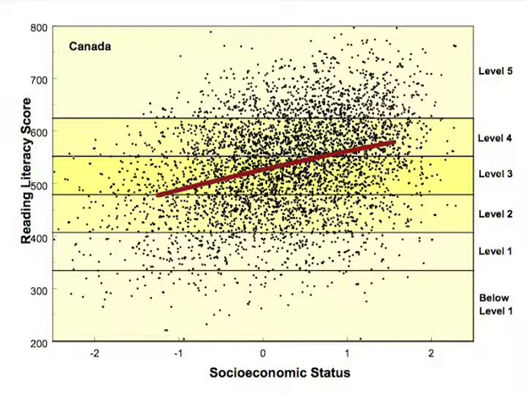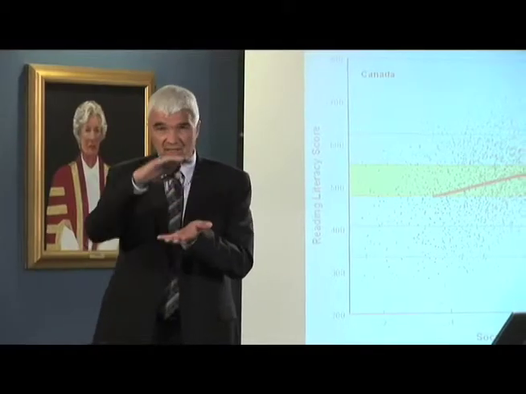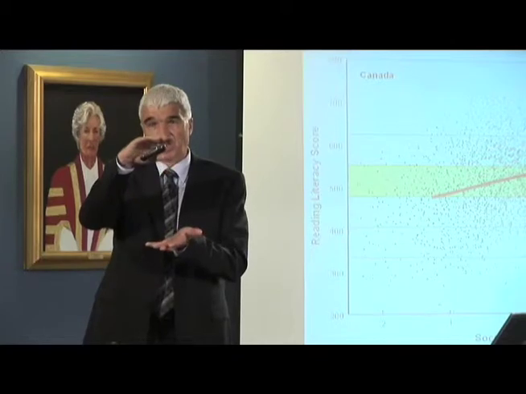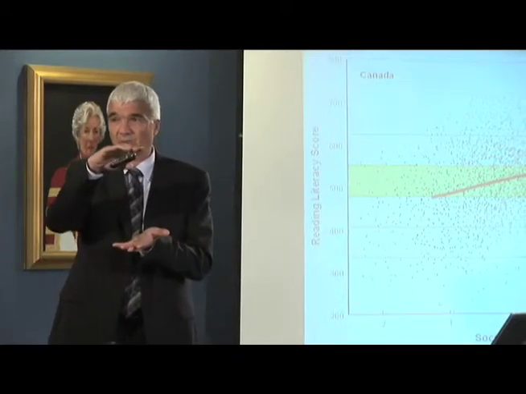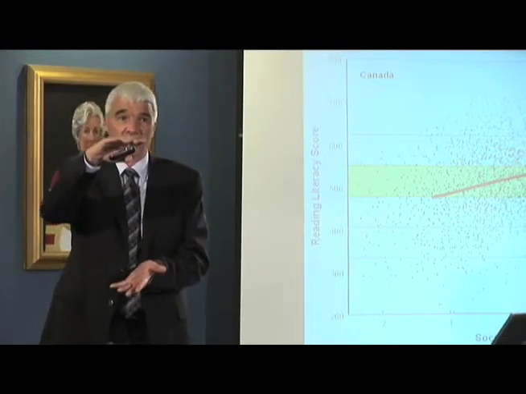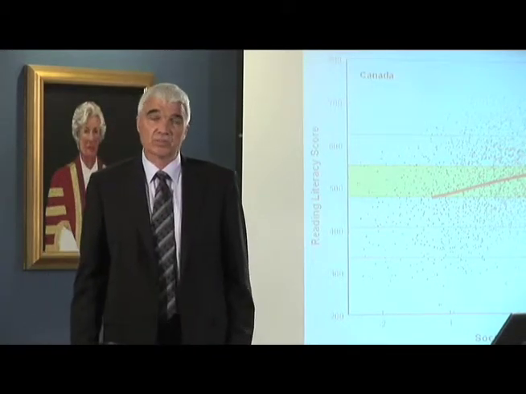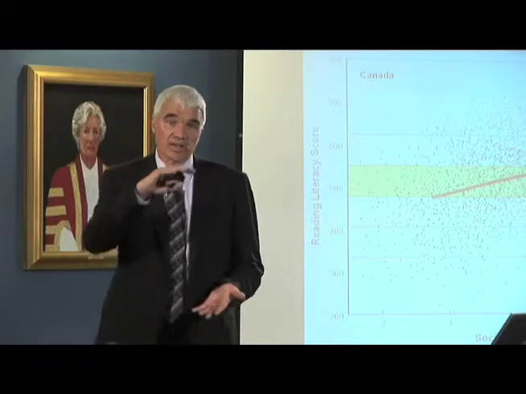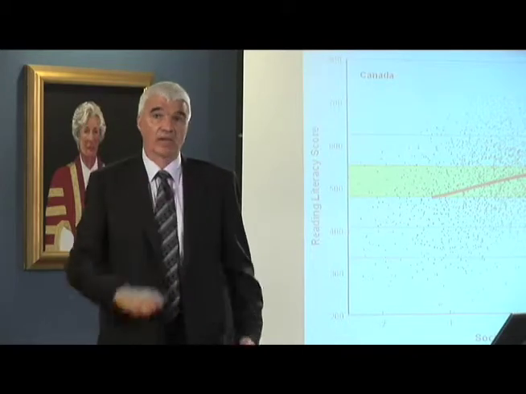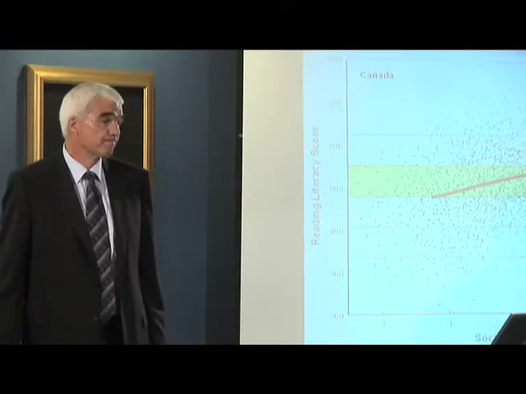And the measure is standardized to have a mean of 500 across all countries in the OECD and a standard deviation of 100. And if you can remember a little bit of your statistics, plus or minus 1 standard deviation encompasses about 2/3 of everyone, plus or minus 2 standard deviations encompasses about 95% of everyone. So most students within the OECD then will fall between 300, which is 2 standard deviations below the mean, and 700, which is 2 standard deviations above the mean.